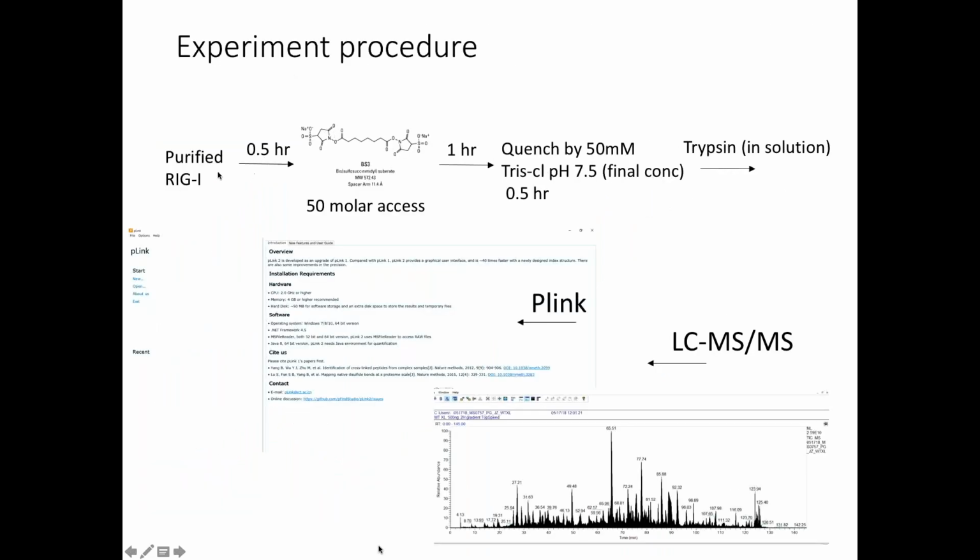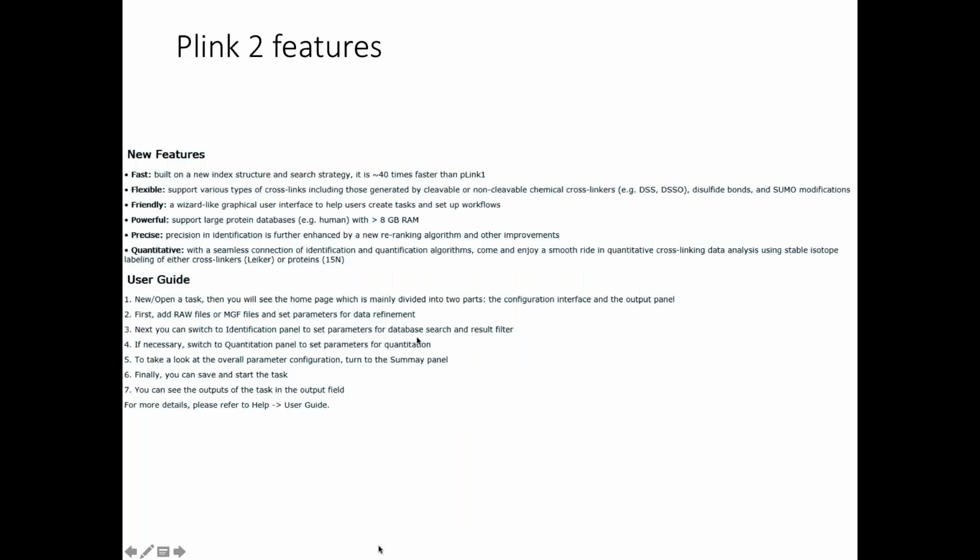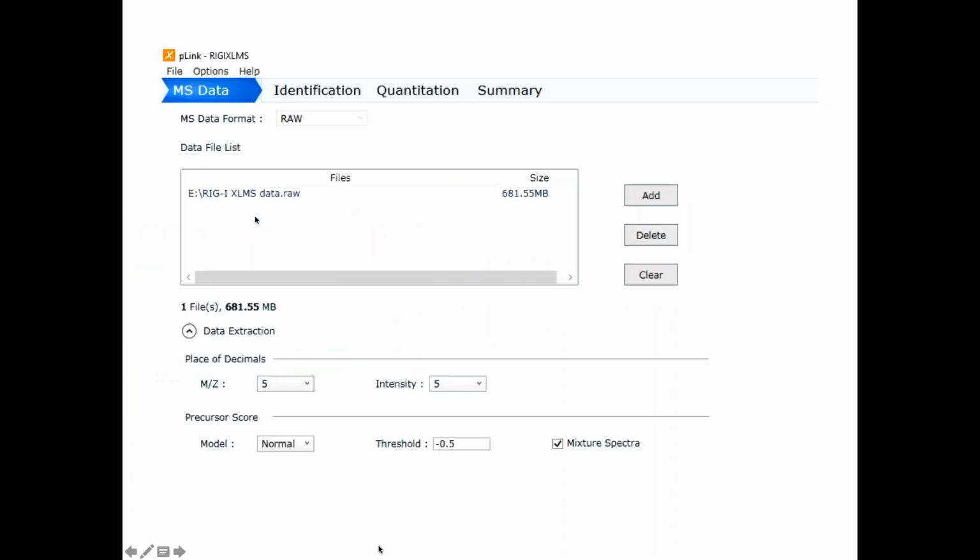So we use a purified Rgi molecule in the apo state, and we add, similarly to what people do, 50 molar excess of this BS3, incubate for 1 hour, quench with Tris buffer, add trypsin and do standard LC-MS/MS. We get the LC-MS/MS data and then throw it into the pLink tool for data analysis. There are a couple of new features of the tool, which is really user-friendly nowadays, and the data analysis speed is really fast nowadays.